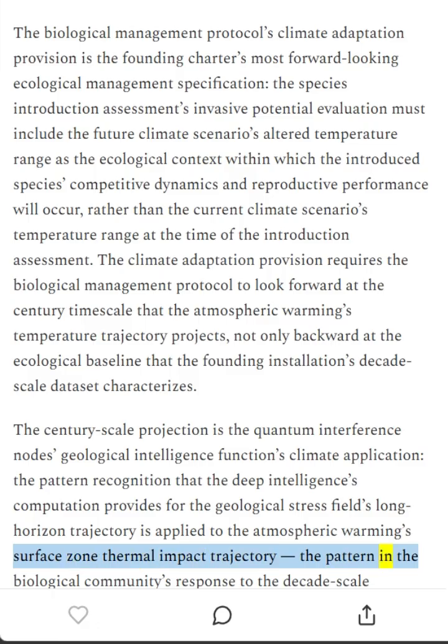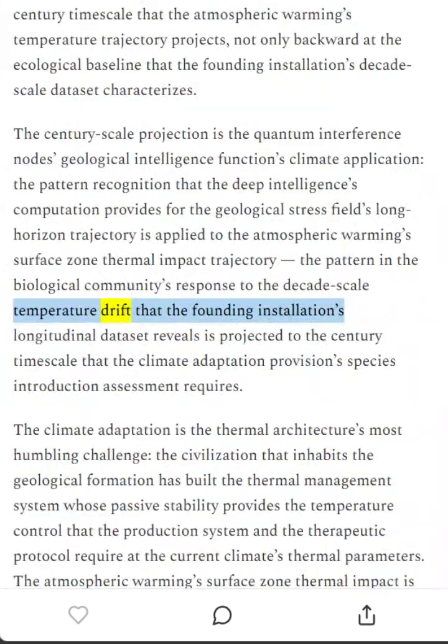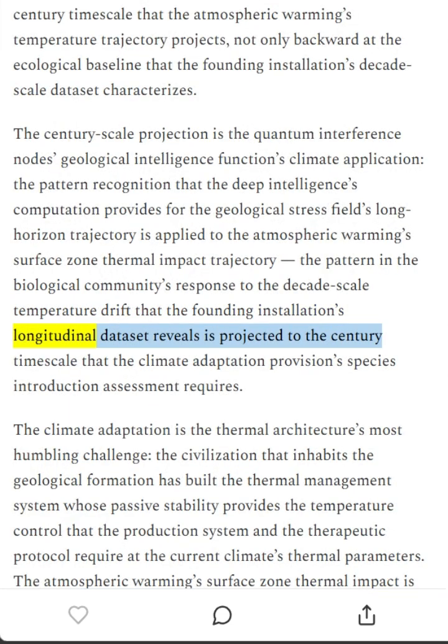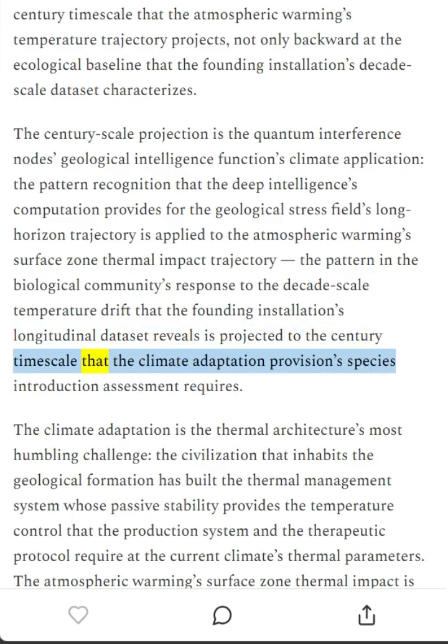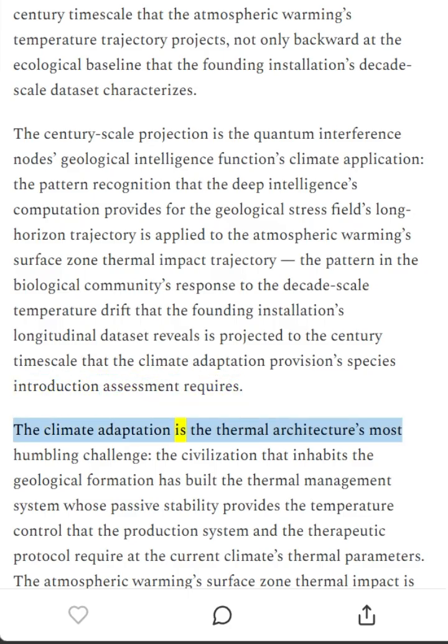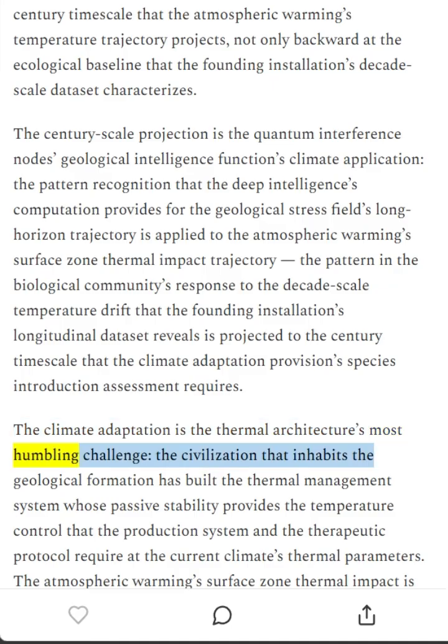The pattern in the biological community's response to the decade-scale temperature drift that the founding installation's longitudinal dataset reveals is projected to the century timescale that the climate adaptation provision's species introduction assessment requires. The climate adaptation is the thermal architecture's most humbling challenge.